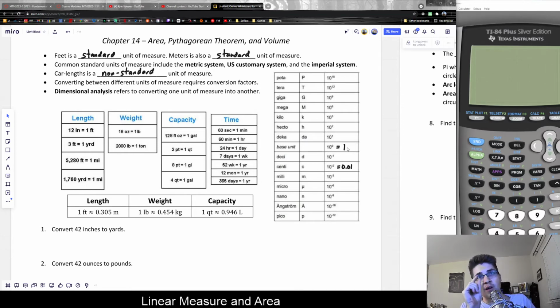A centimeter is very small. It's the thing you see on a ruler. And a meter is somewhere roughly around a yard. If you think about the length of a yardstick, if you took 100 centimeters and lined them up, that would make an entire meter.